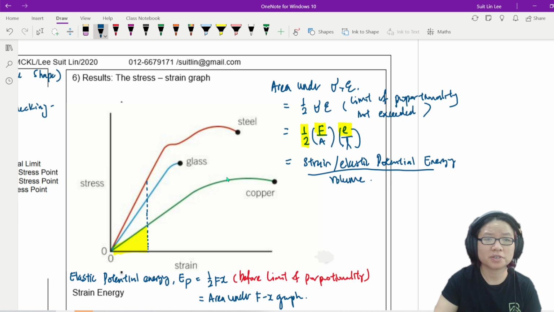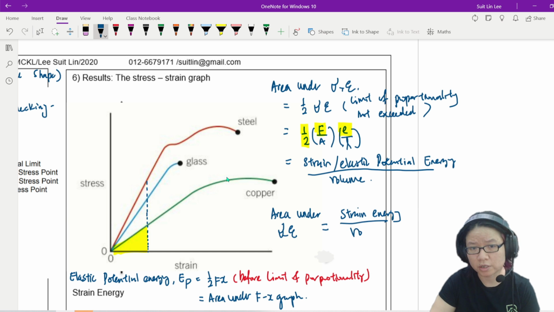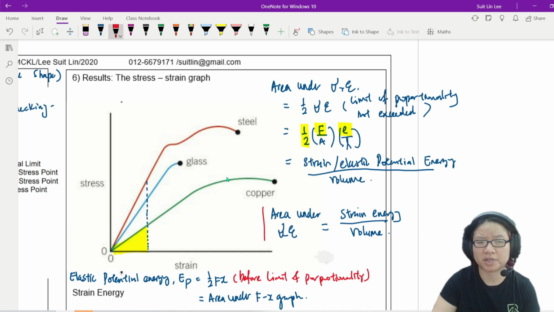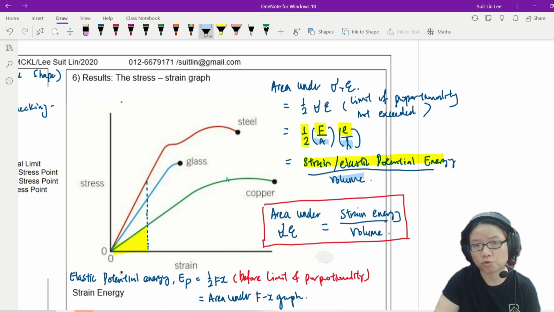This is not very popular, but sometimes they can ask you to prove that the area under the stress-strain graph is equal to strain energy or elastic potential energy per unit volume. There was this isolated past year question where they asked you to prove it in paper 2, but it's just as simple as isolating half Fx. And this will give us volume.